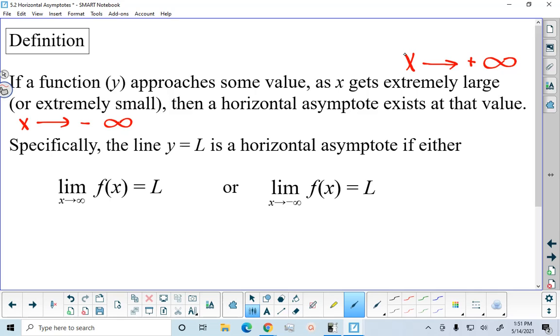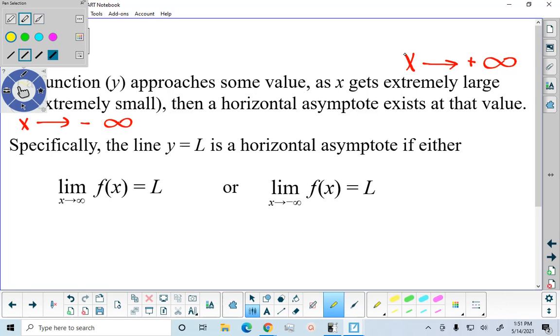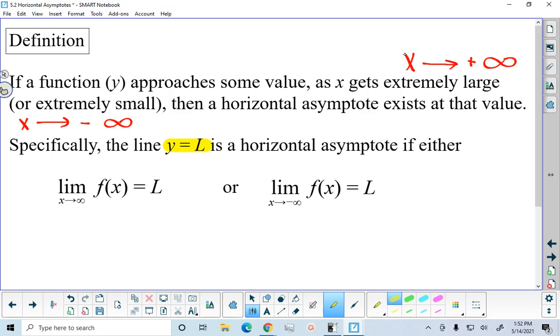And if I say to you that that value of y that the function is approaching is L, then that means the limit as x approaches infinity of the function equals L, or the limit as x approaches negative infinity of the function is L. And this is primarily how you determine whether there's a horizontal asymptote. You find the limit of the function as x approaches infinity. There's a certain procedure to it.